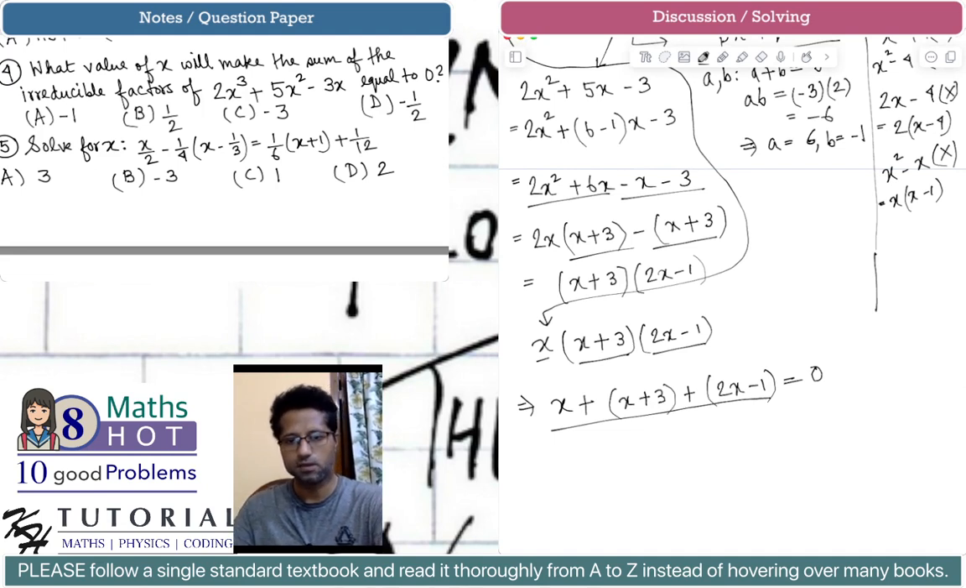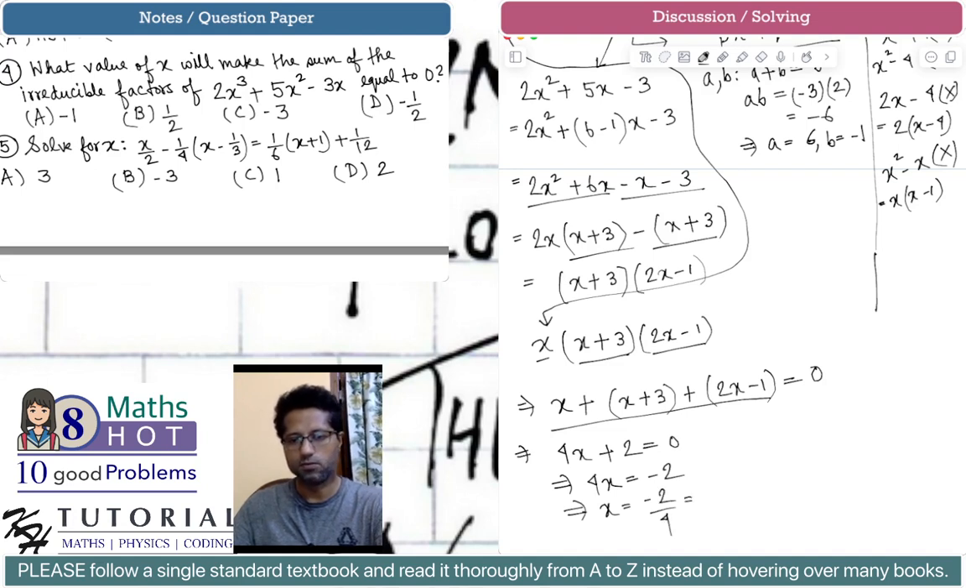So solving this, we get 4x plus 2 is equal to 0. This implies 4x is equal to minus 2. This implies x is equal to minus 2 by 4, which is equal to minus half. So the answer is minus half, and hence the correct choice is B. B is the correct choice.